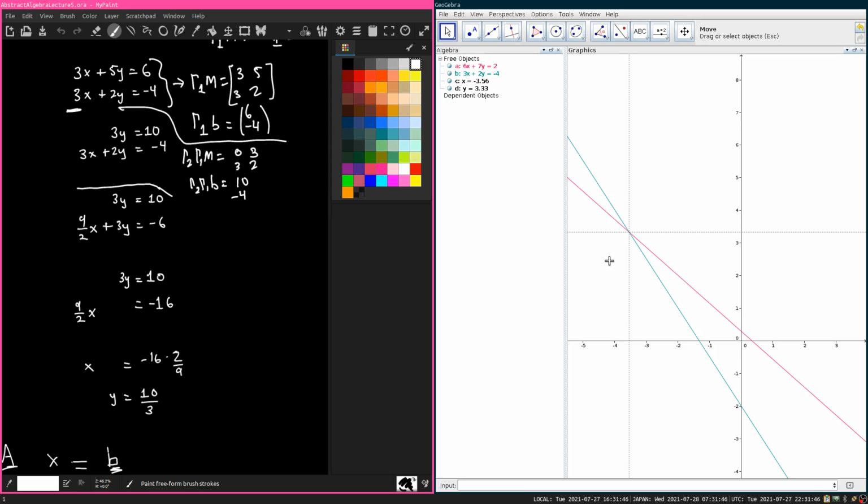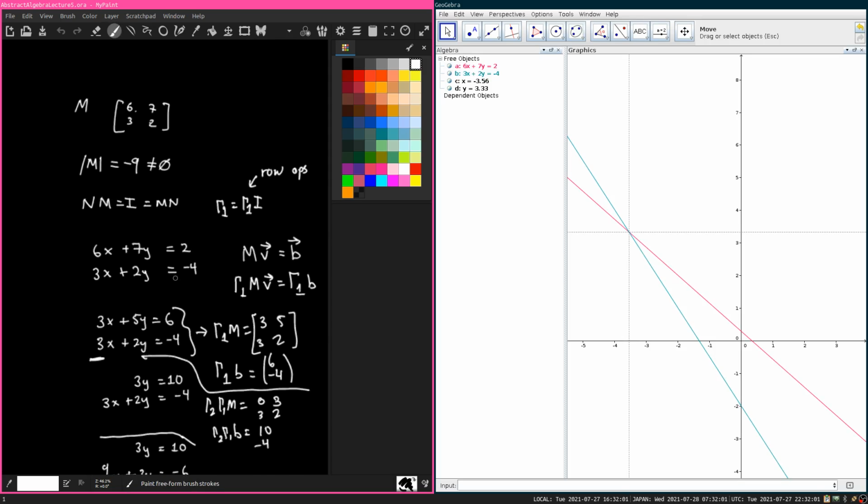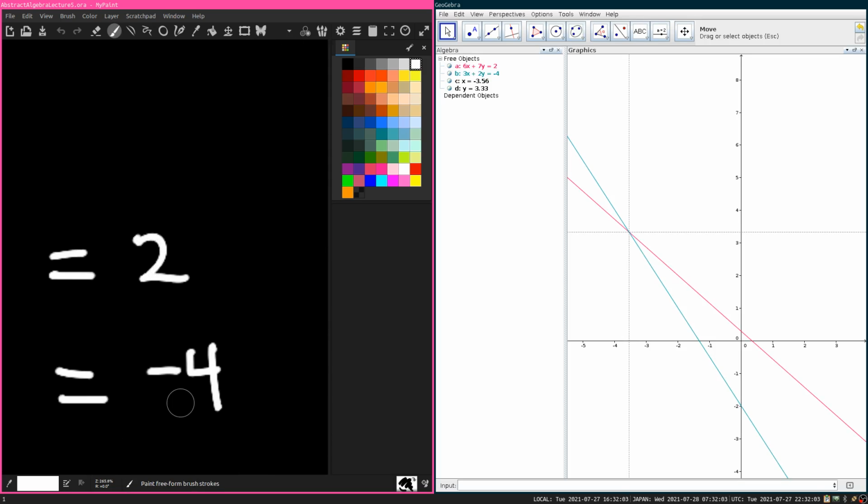Now, I mentioned that because the determinant is not equal to 0, it actually doesn't matter what values are over on the right-hand side of this equation, so 2 and minus 4. And I just want to quickly illustrate that geometrically. So I don't know if you're going to be able to see the font over here, but maybe I can blow it up or something like that.